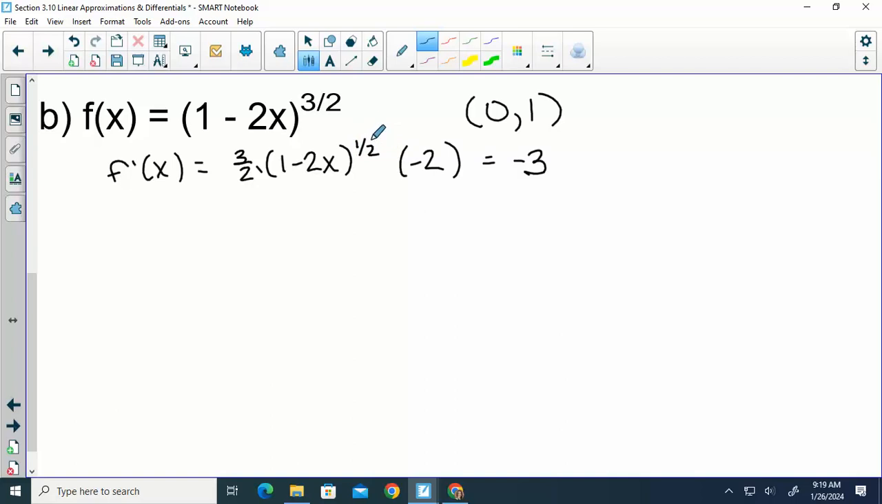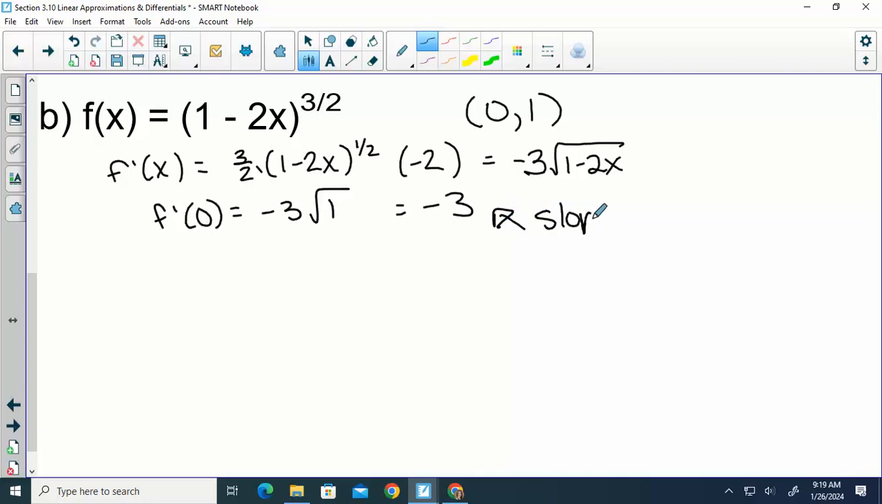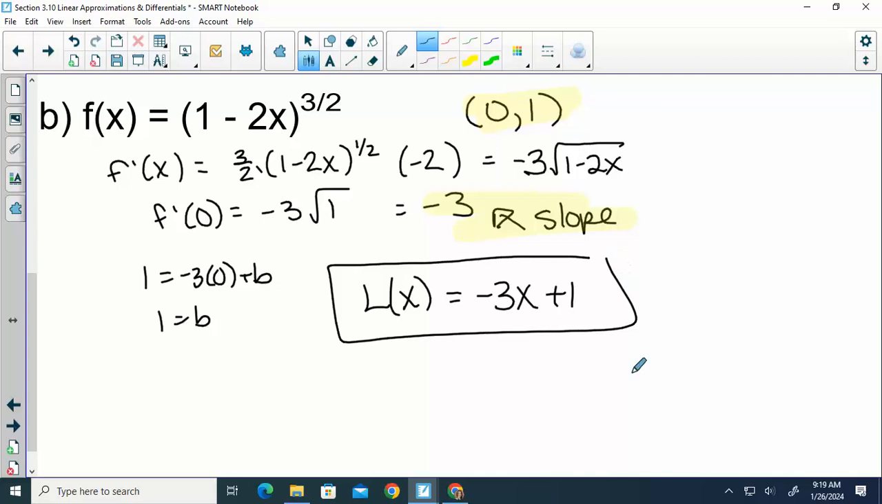This time, this exponent is positive. So unlike the others, where we moved it to the denominator because it was a negative exponent, this is positive, so it just stays up top. So then f prime of 0, if you put in 0 for your x, you get negative 3. So that is the slope. So we have a point, we have a slope. So our linear approximation is negative 3x plus 1. Is that okay?